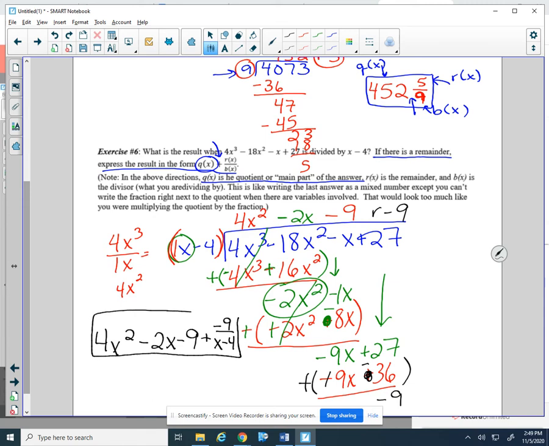So that is my answer. Now, I could have taken this negative sign and written this as minus 9 over x minus 4, like that. The negative sign right here could move down to here. Either way is fine if you thought about that. So let's try one on the next page.